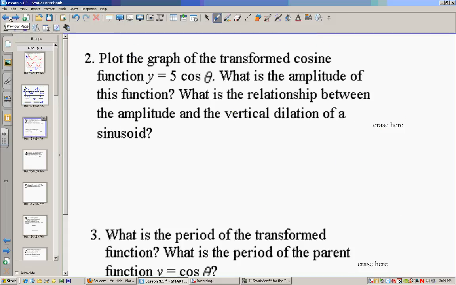All right, if we plot a graph of the transformed function y equals 5 cosine theta. Now, we don't need to plot it. I think we can see that this 5 is a vertical stretch. That vertical stretch is what we call the amplitude. So the amplitude of that function is 5. So what's the relationship between the amplitude and the vertical dilation? They are the same.